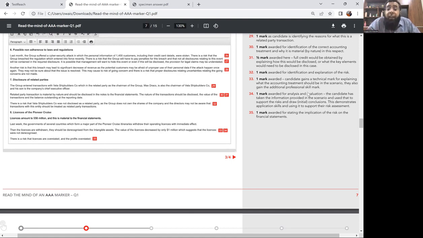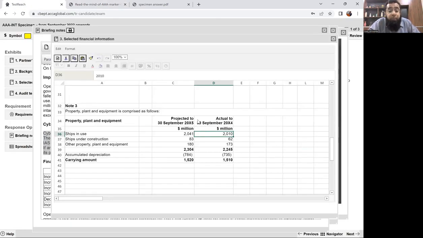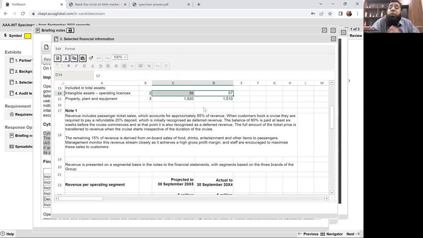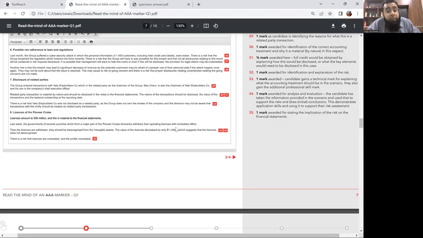He analyzed the scenario well, that there is only a $1 million decline. If you remember the selected financial information, the intangible assets have only declined by $1 million from 57 to 56, which means that de-recognition and impairment has not been booked. They have just booked the regular amortization. This point would have been further improved if he had explained IAS 36 impairment in big detail, that due to suspension of licenses, the value in use may have declined.